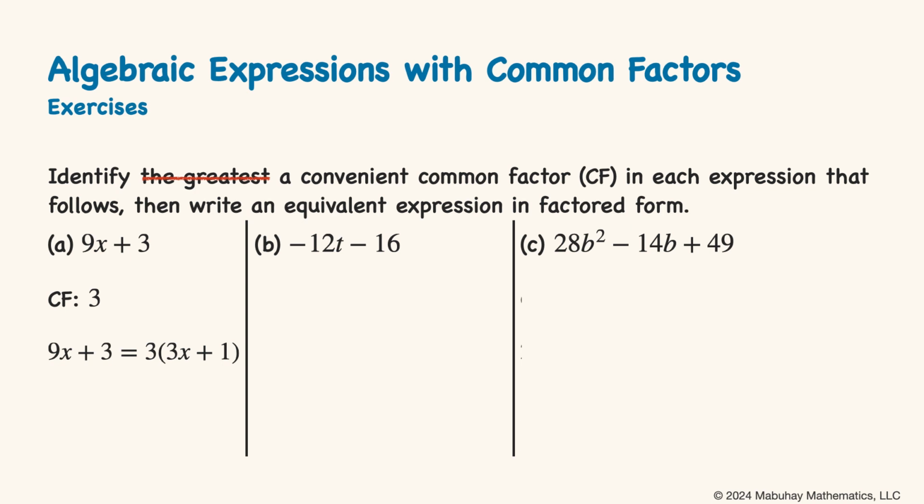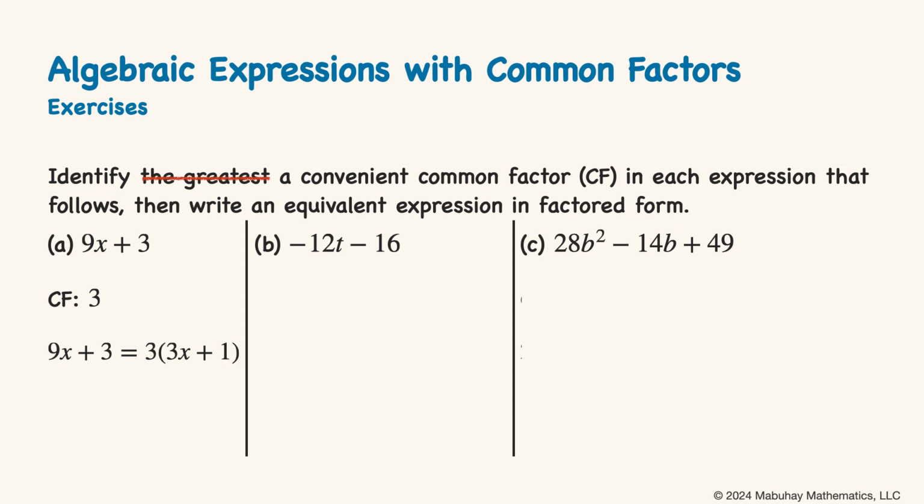Great, and then the other thing to point out here is that if you want to check yourself, then all you need to do is redistribute the 3 into the 3x plus 1. That is, multiply 3 times 3x. Hey, look, that gives us 9x. Multiply the 3 by plus 1. Hey, look, that gives us plus 3. And so these are very straightforward to check, so you can always know whether you've done it correctly or not.